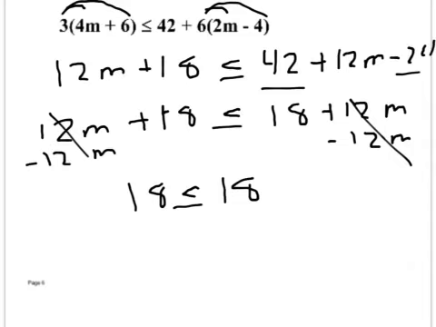Is this a true statement? Yes. Since it is true, we write all real numbers. Why is it all real numbers? What does all real numbers mean? Anything you can put in there will work. If I put in any real number for m, this will be true. 3, 50, 1,000, negative 1, negative 20. Any real number, 0. 0 is a real number. Any real number will make this true.